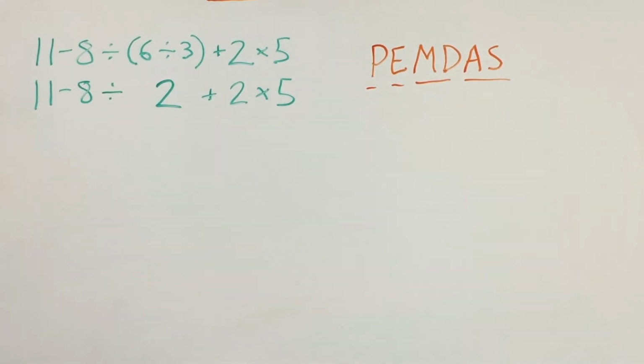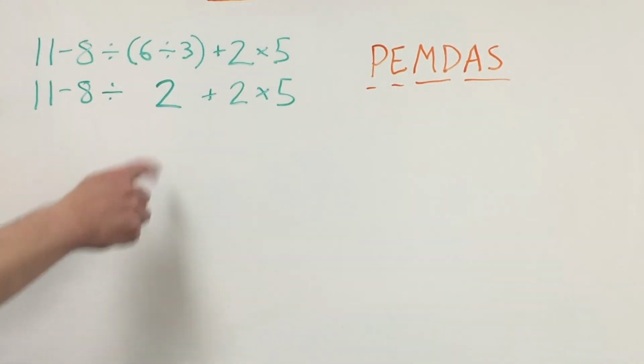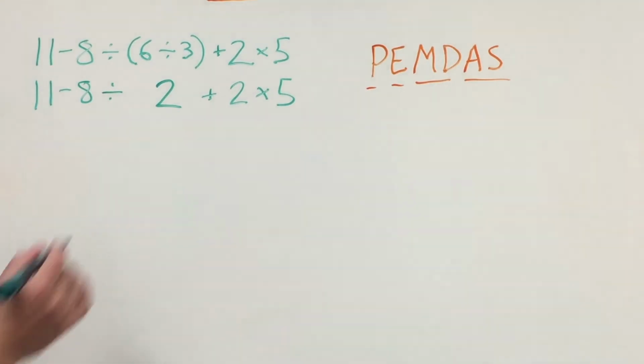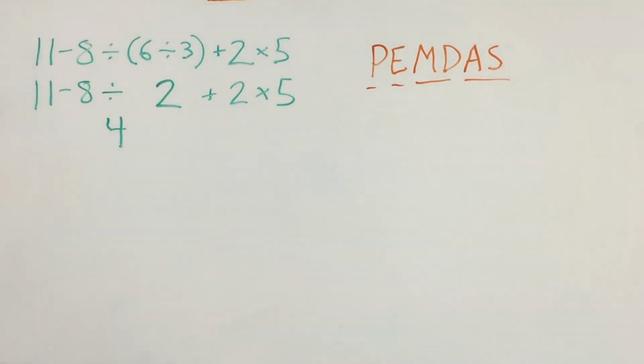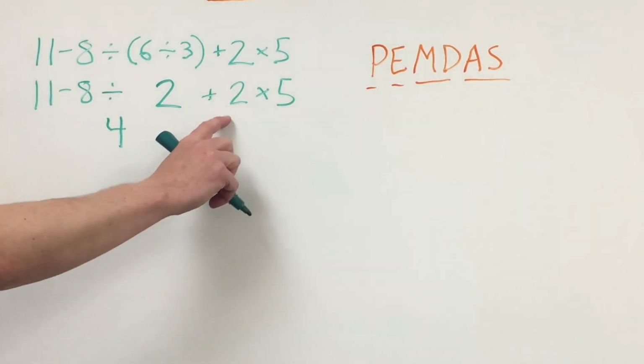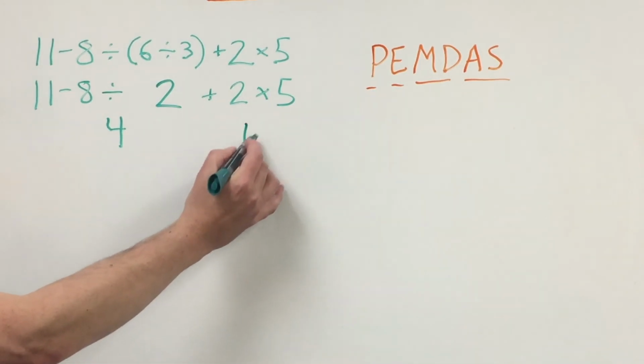In this problem, the first one we find is 8 divided by 2. 8 divided by 2 is 4. Do we have other multiplications or divisions? Yes, we do. At the end, we have 2 times 5. 2 times 5 is 10.